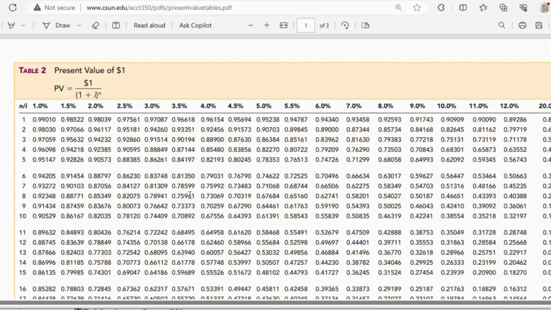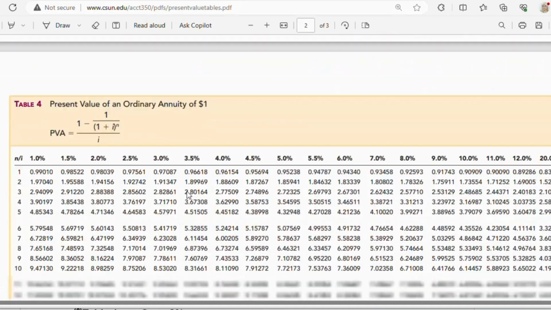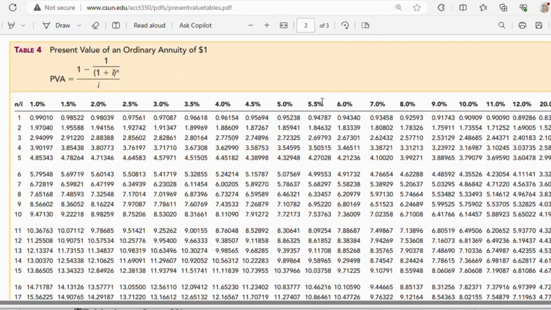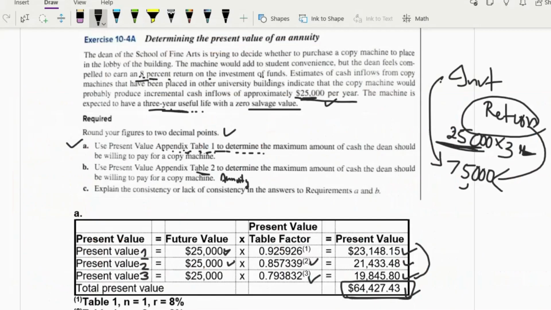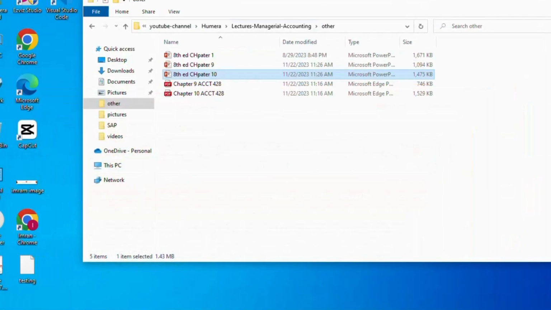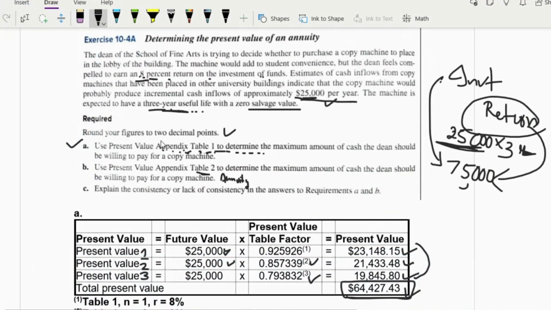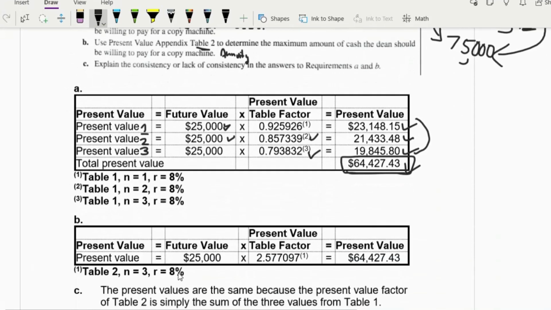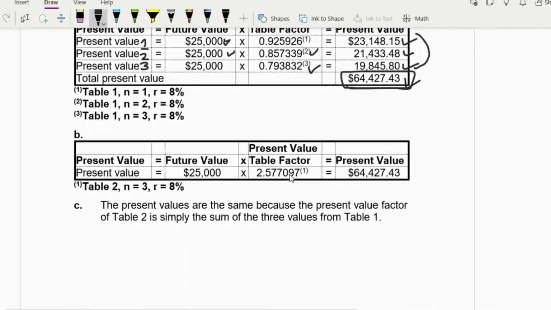So let's go to the annuity table, not this one. This one is the annuity table, and I forget the rate. The rate is 8%. So this is 8%, and for 3 years this is 2.57710. Okay, so this one, let's go here, 2.5770809. Sorry, this factor, you copy that factor which I just showed you.